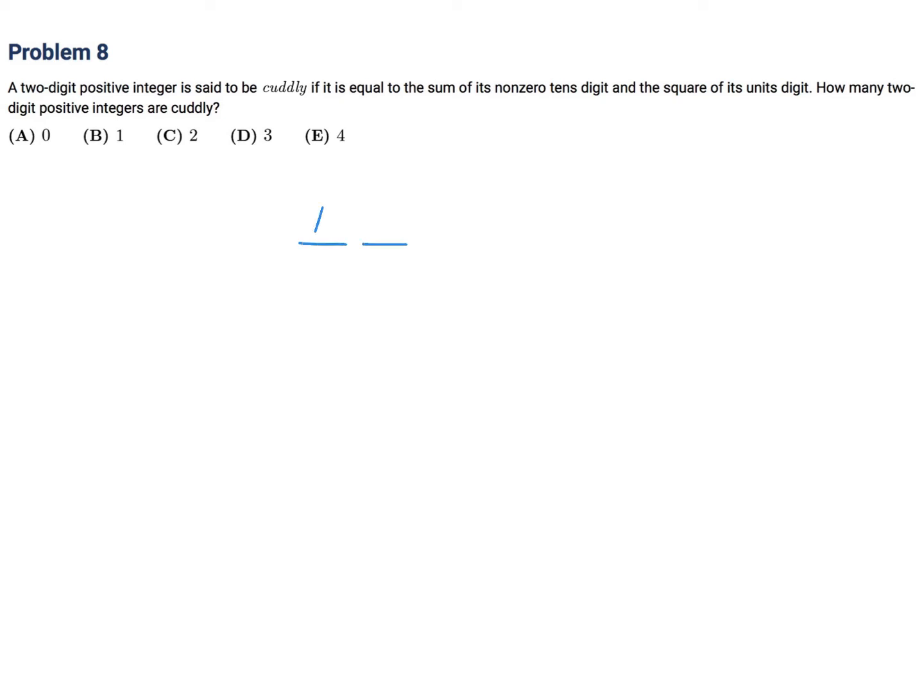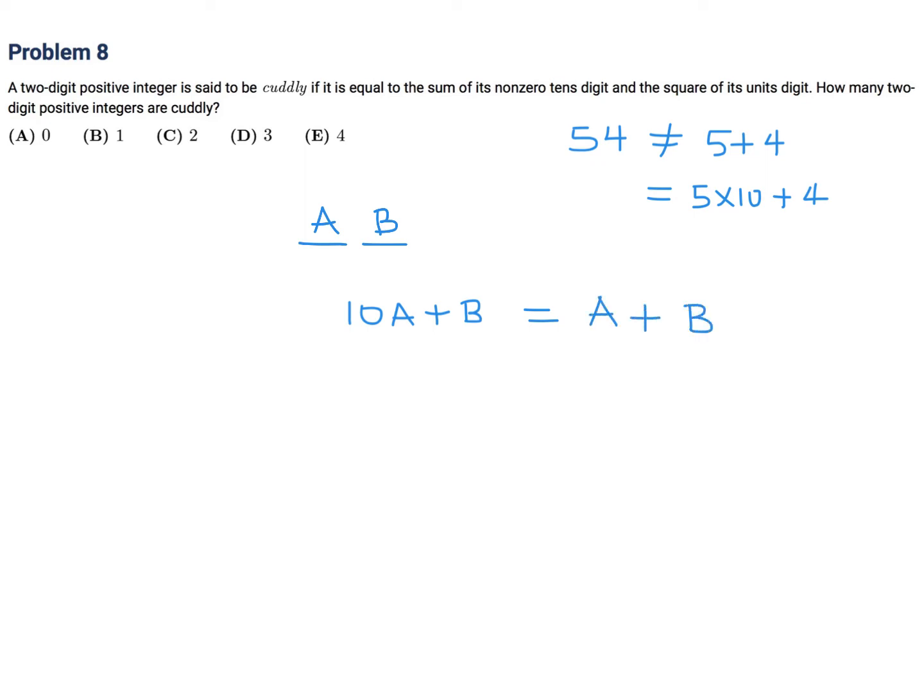The integer has 2 digits, so I'll just call it AB. And they're saying that the value of this would be 10A plus B, right? Because let's say a number is 54, its value is not 5 plus 4. Its value is 5 times 10 plus 4. So that's why you get 10A plus B. And they're saying that is equal to the sum of its non-zero tens digit, so in this case A, plus the square of its units digit. So A plus B squared.